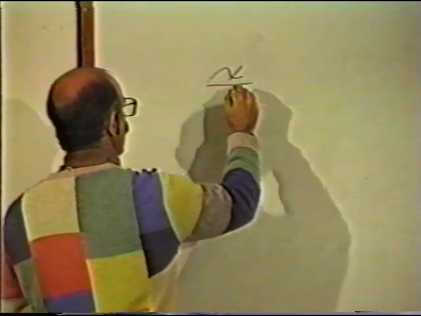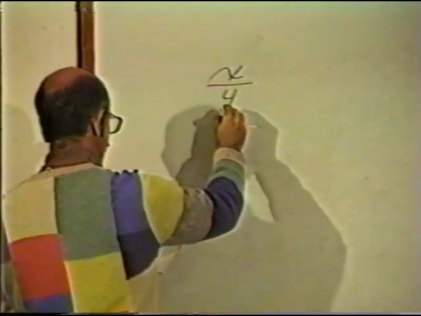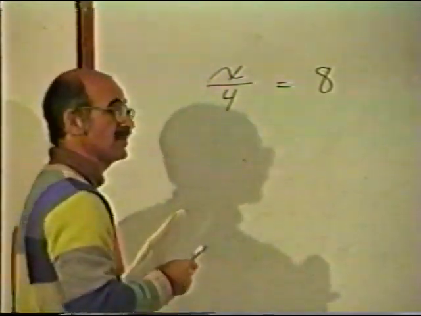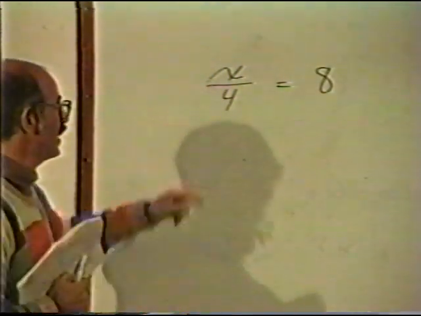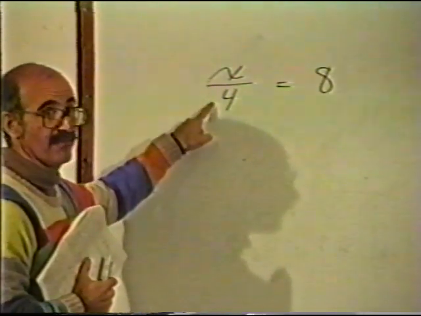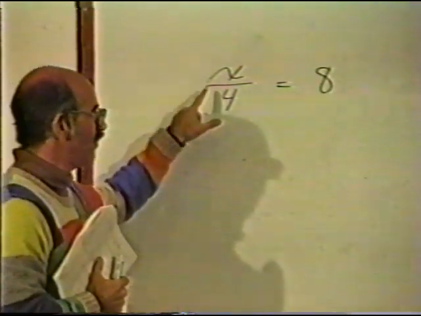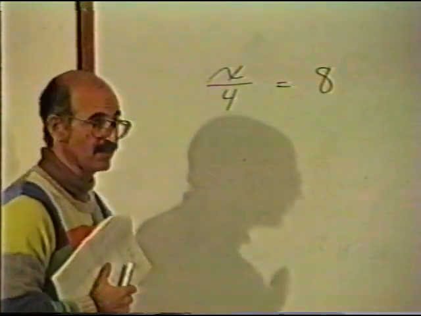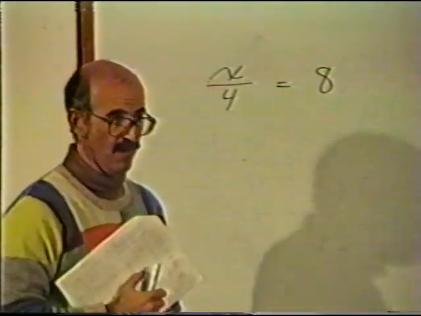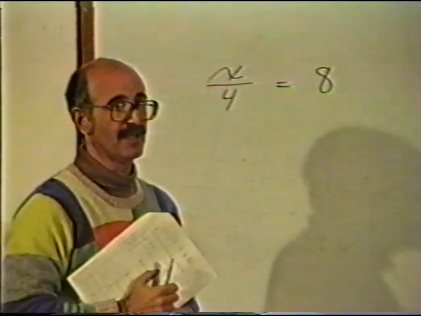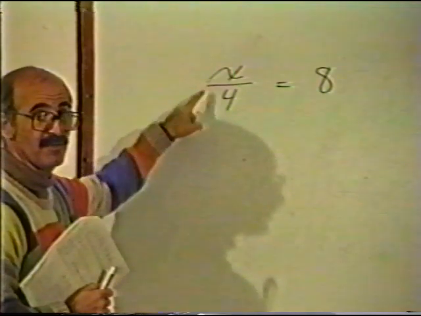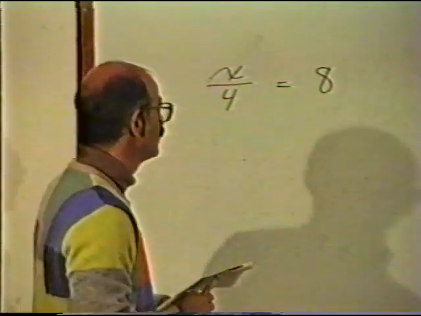x over 4 equals 8. That's the way we read it. We say x over 4, like it's a fraction. Now, what operation is going on between the x and the 4? Division. Yes, division. The fraction line, as we've said before, means division.